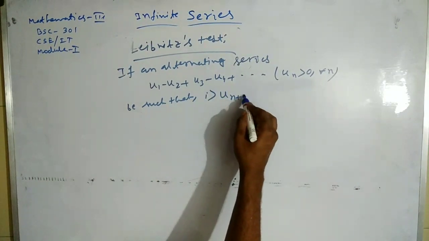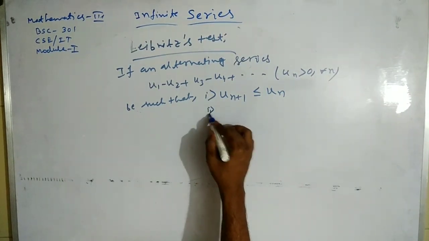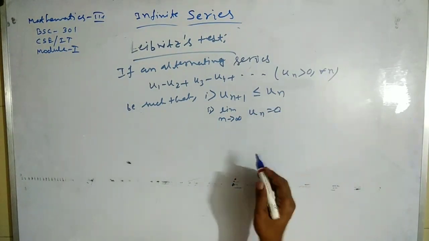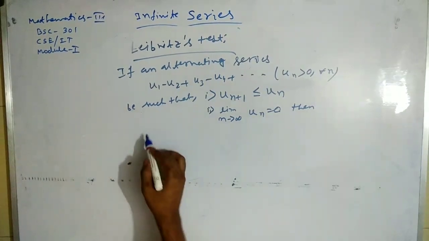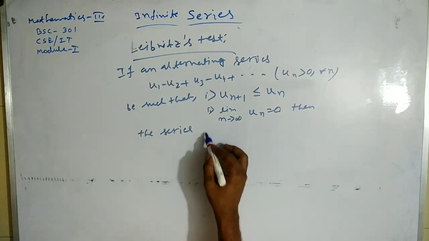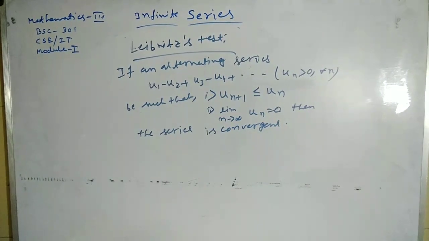number 1, un plus 1 is less than or equal to un, and number 2, limit n tends to infinity un equals 0, then the series is convergent. So for convergence of the series, these two conditions have to be satisfied. Now I will take an example of Leibniz test.